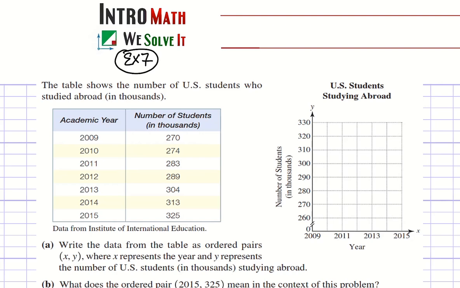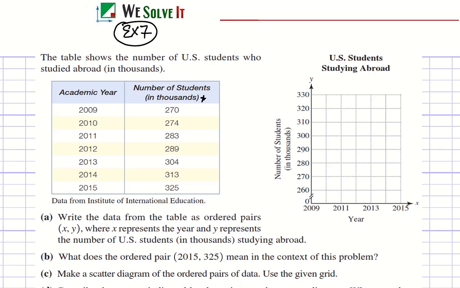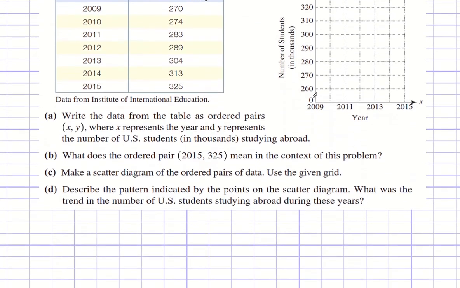It says the table shows the number of U.S. students who studied abroad in thousands. Okay, the Facebook thing was in millions. This one is in thousands. The number of students who studied abroad. So they give you different years. Then it says, write the data from the table as ordered pairs, x and y, where x represents the year, y represents the number of students in thousands studying abroad.